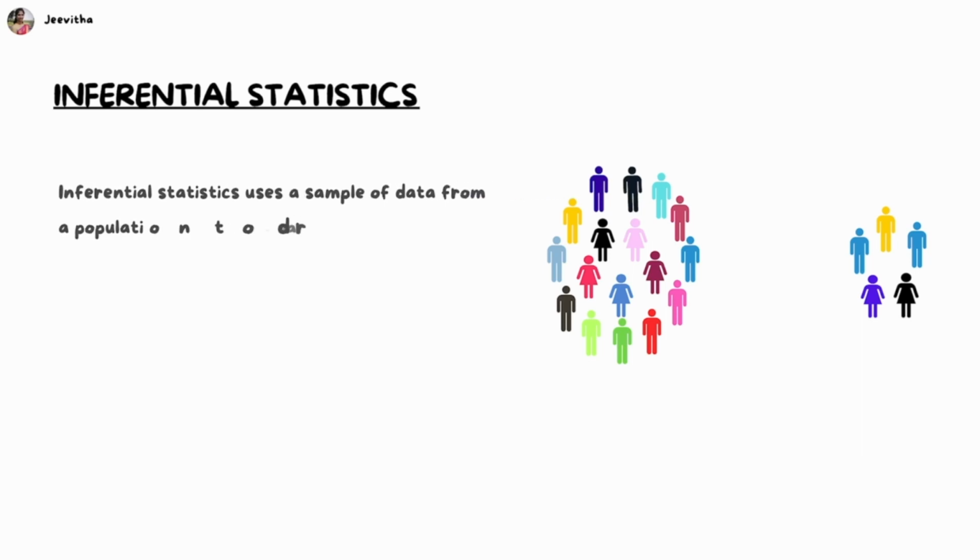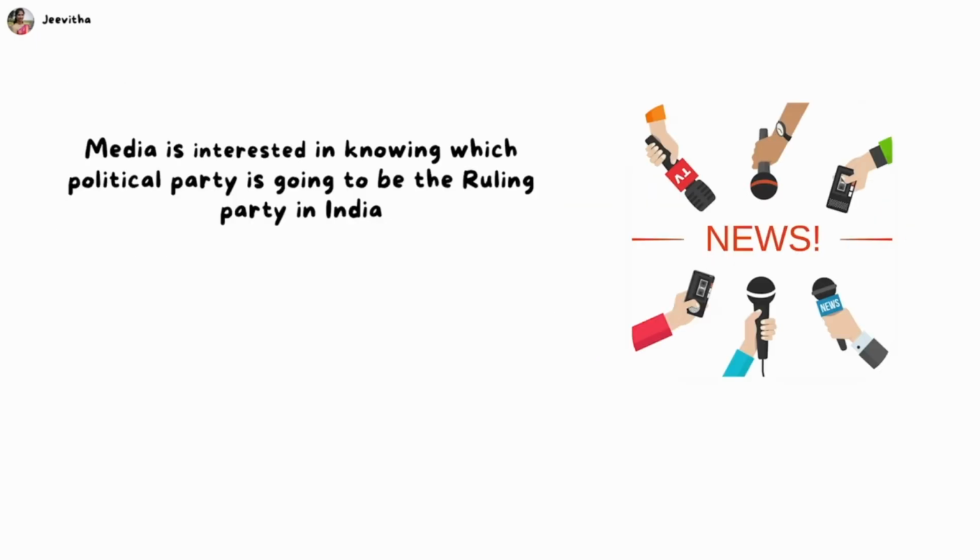Think about what inference is. Inferential statistics is always applied on a population. For that, inferential statistics uses a sample of data from a population to draw inference or conclusion about the larger population. So what do you mean by that? Let's try to understand this definition by taking a simple example.